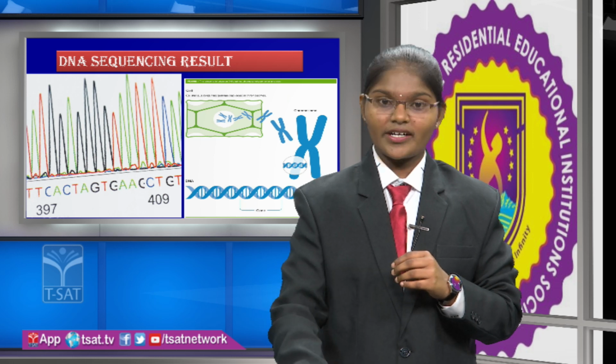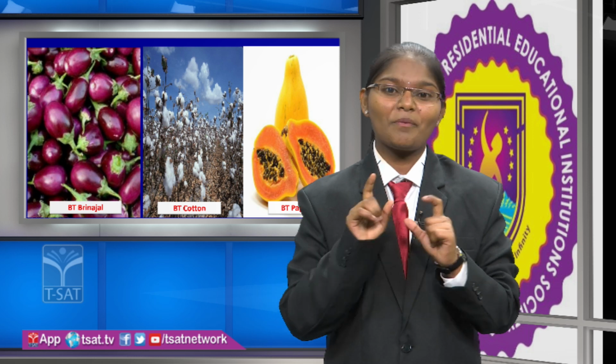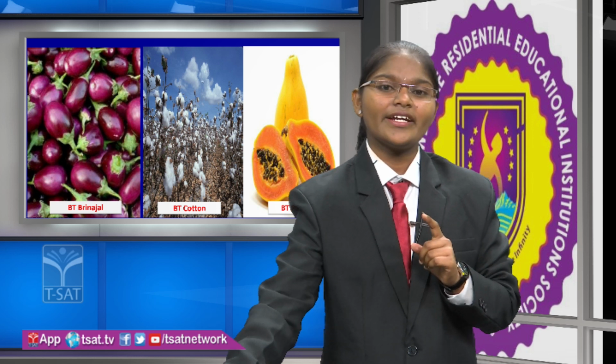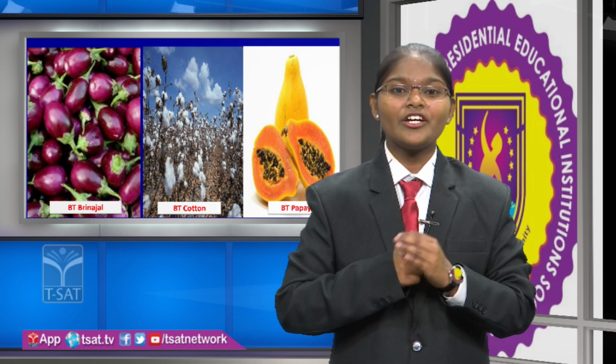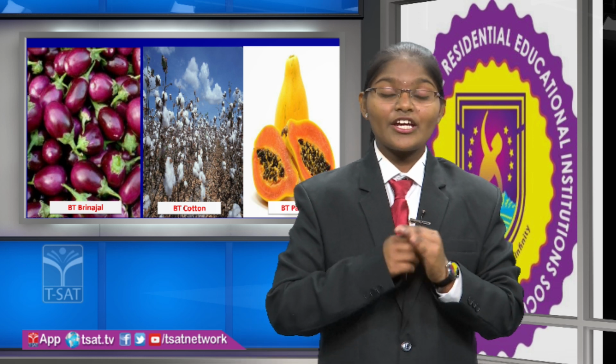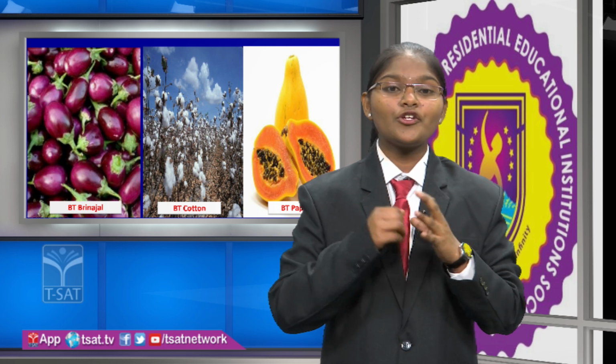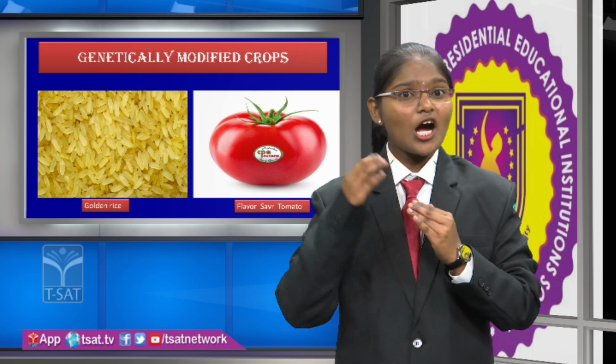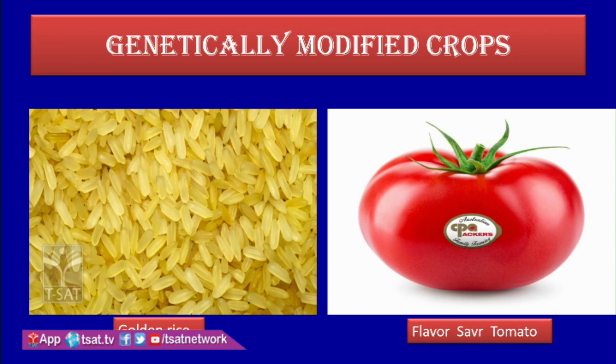As you can see on the screen, transgenic papaya which is resistant to papaya ring spot virus. Bt cotton which is resistant to insects. This is the Bt cotton which is resistant to insects. Transgenic plants having nutritional food value. Transgenic golden rice obtained from beta carotene, rich in vitamin A, prevents blindness. As you can see on the screen, golden rice. This is the example of nutritional food value.